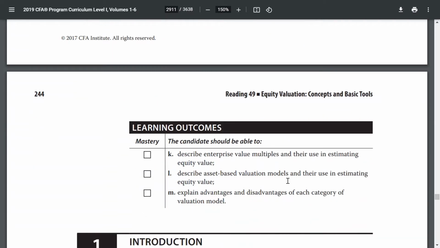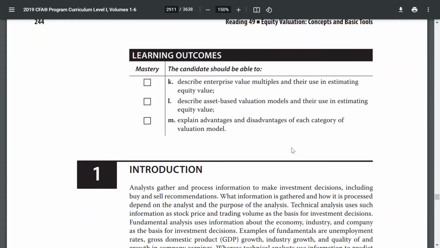Describe enterprise value multiples and their use in estimating equity value. Describe asset-based valuation models and their uses in estimating equity value. Explain advantages and disadvantages of each category of valuation model.